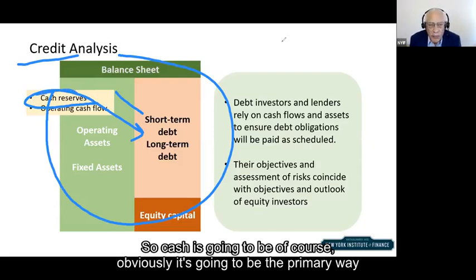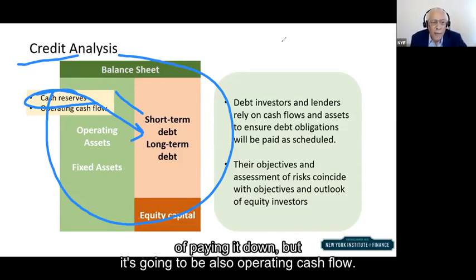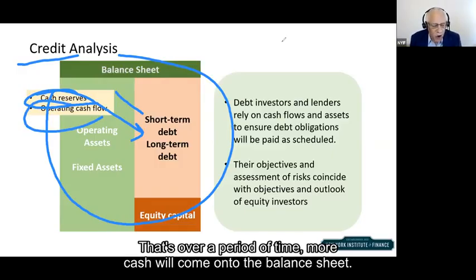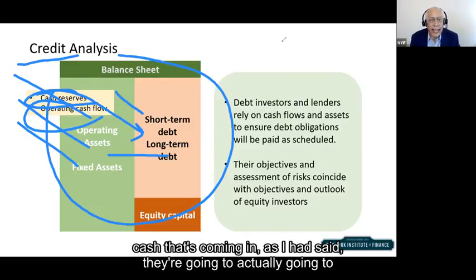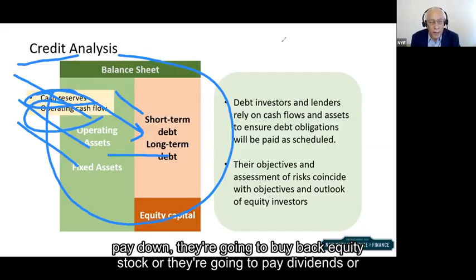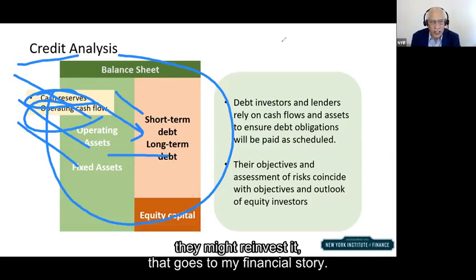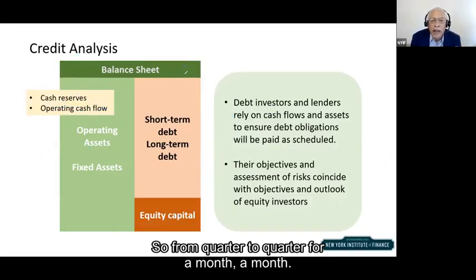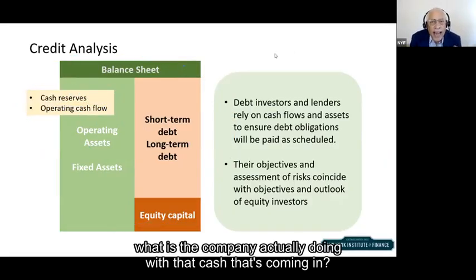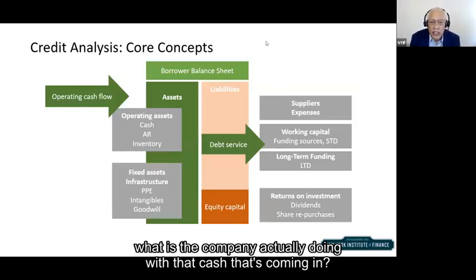So cash is, obviously, going to be the primary way of paying it down, but it's also going to be operating cash flow. Over a period of time, more cash will come onto the balance sheet. It can be used to pay down long-term debt, but sometimes companies will take that cash that's coming in, as I said, and buy back equity stock, or pay dividends, or they might reinvest it. That goes to my financial story. So from quarter to quarter, from month to month, from year to year, what is the company actually doing with that cash that's coming in?